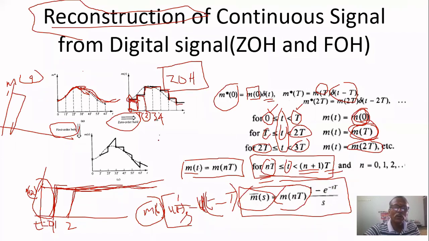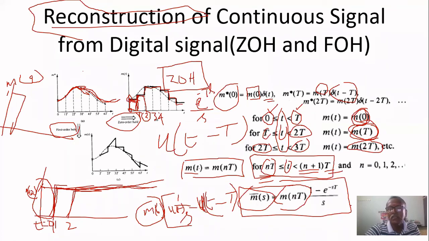U of t minus tau means delay by one sampling period. One sampling period from the sample for which we are finding the value. So one sampling period only. T minus tau is also 1 by s. If you take Laplace transform, you will get 1 by s, but delayed by one sampling period. That's why e power minus ts.